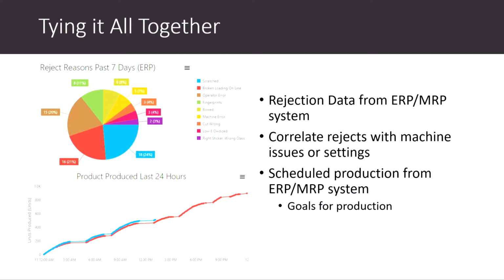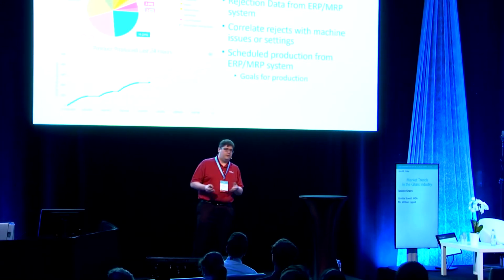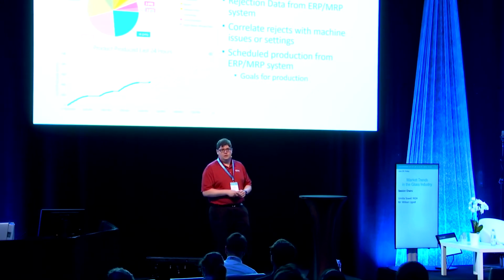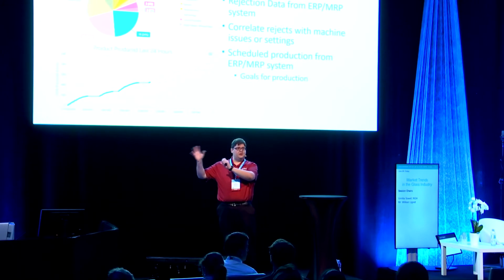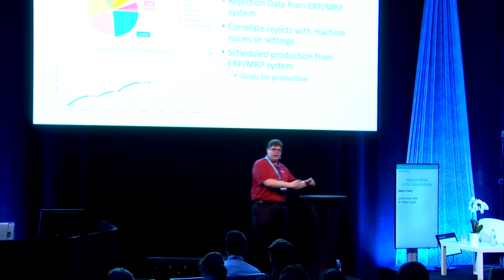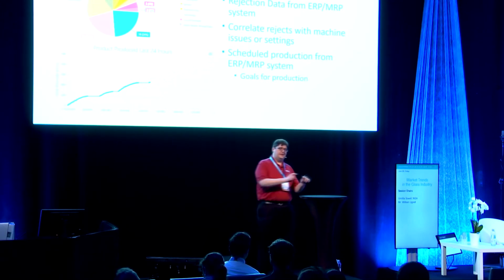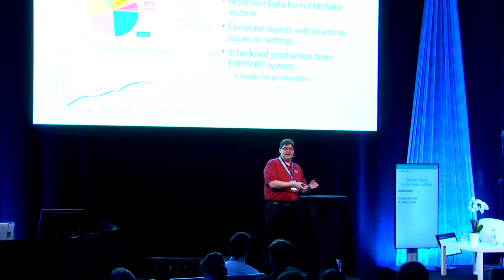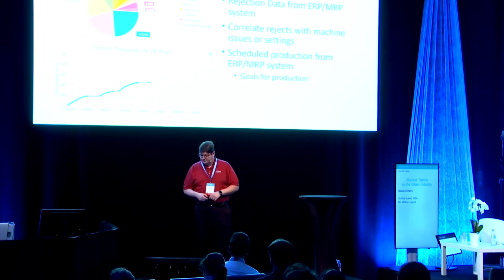We can take rejection data from your ERP system and combine that with alarms and alerts and parameters and other items that were on the machine. We could sit there and say, well, here's my rejects. I saw all these started happening as soon as the operator changed this one setting. And not only do you have the evidence of why it happened, but you can also go back and see what the setting previously was. Again, by having all this data coming in, that's a big benefit.